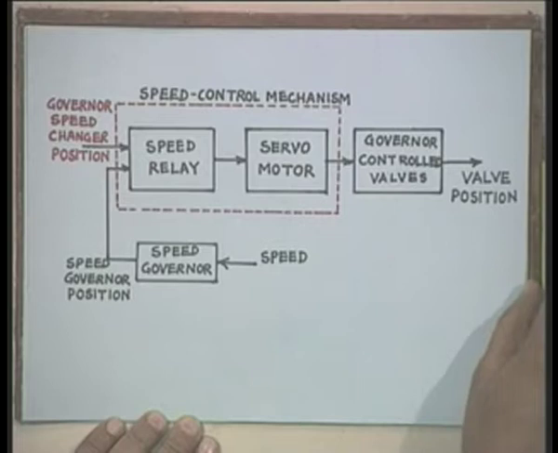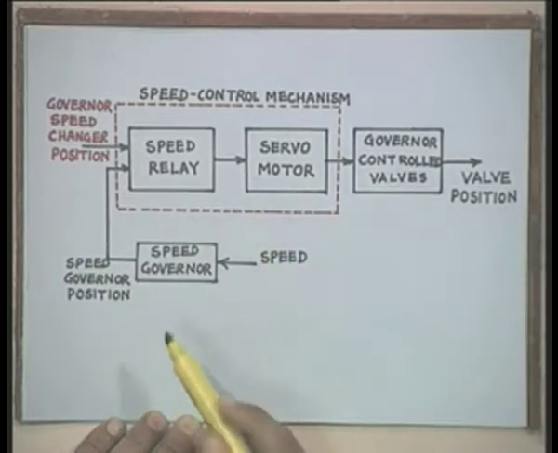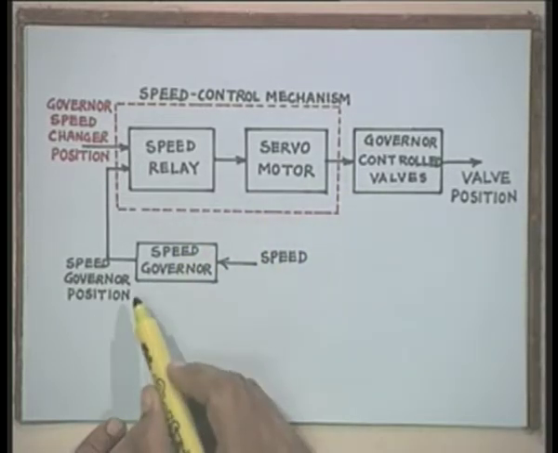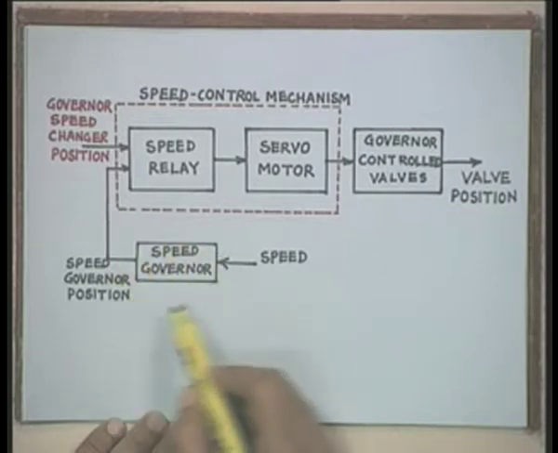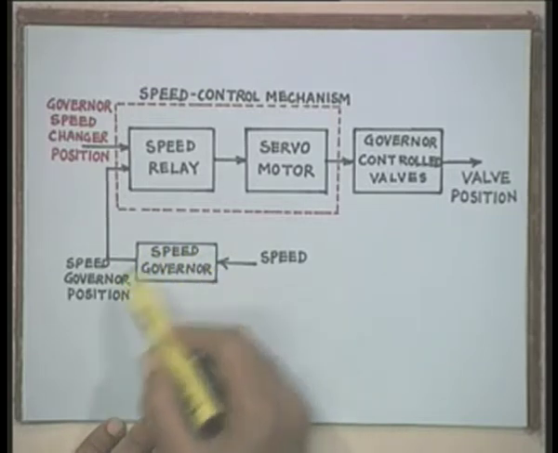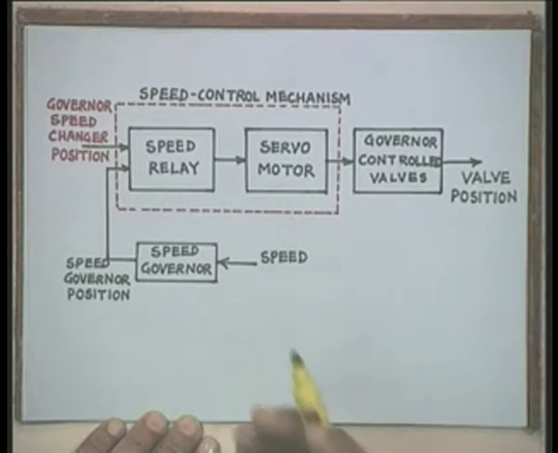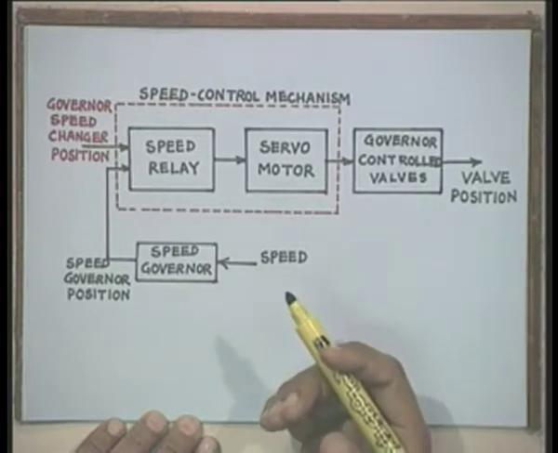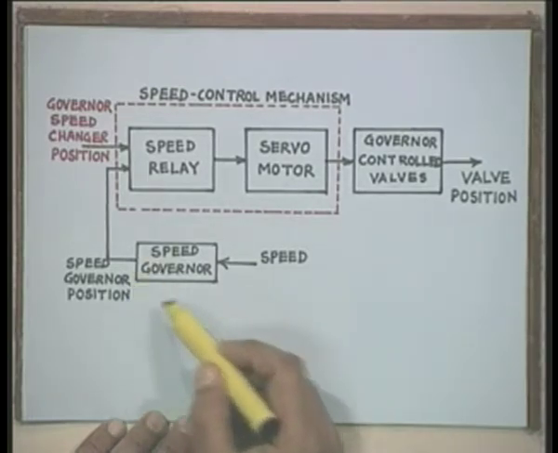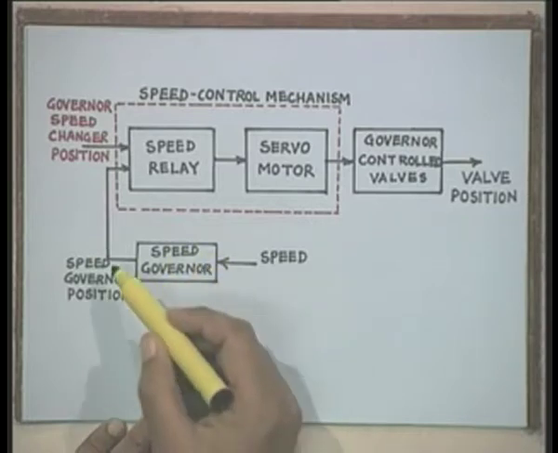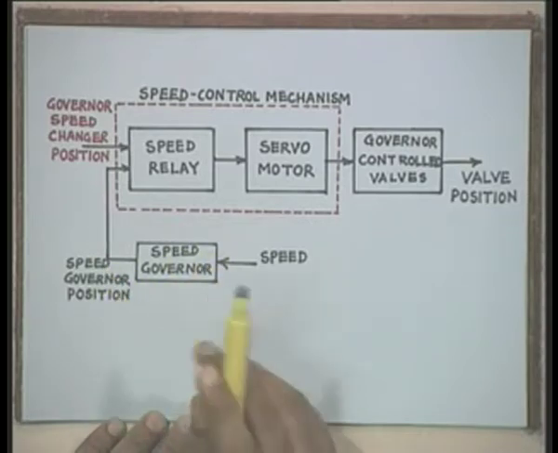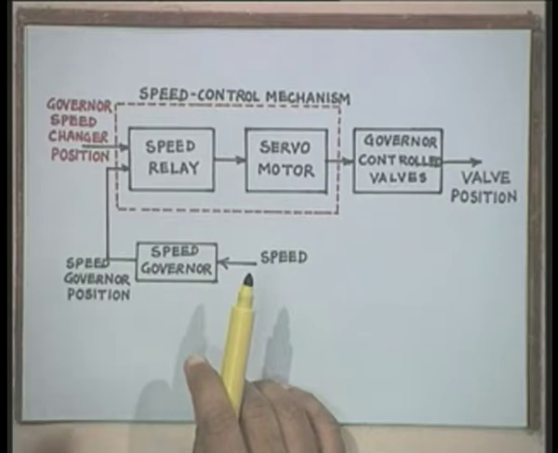Therefore, here the basic components of the speed control mechanism can look like this. We have a speed governor. The first block is the speed governor. Input to the speed governor is the actual speed of the machine. Then the output of this governor will be the speed governor position. Okay. Depending upon the speed, there is some position of the governor.